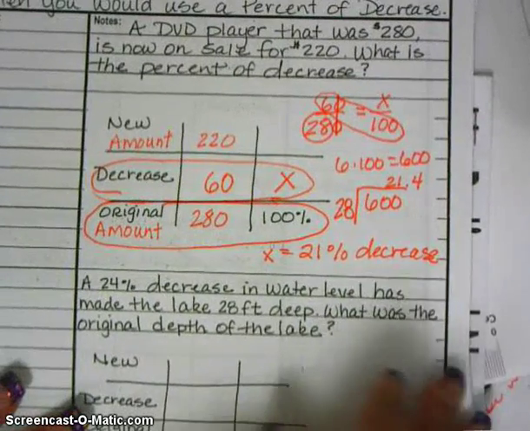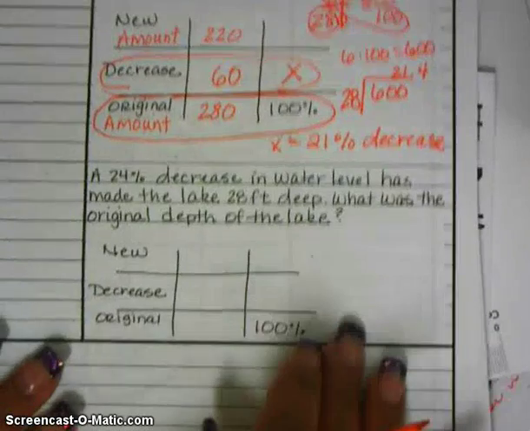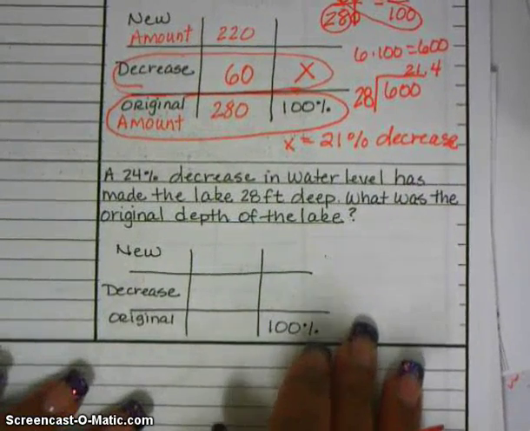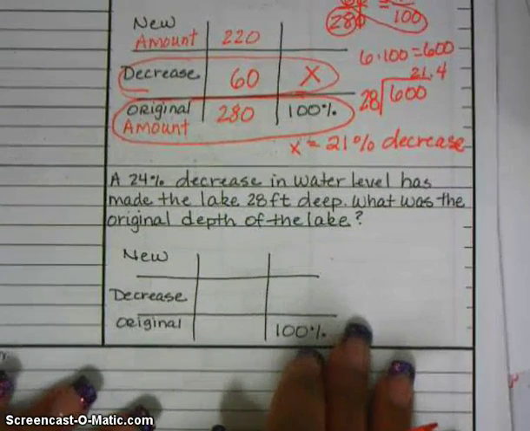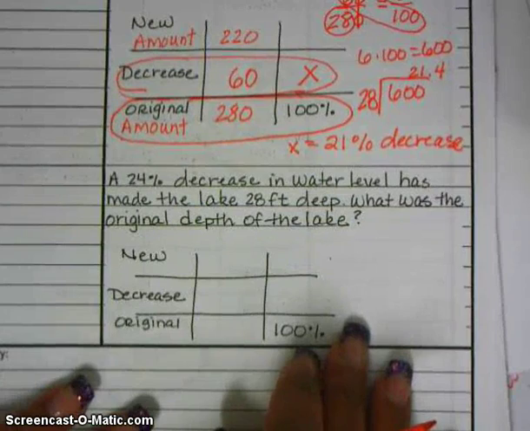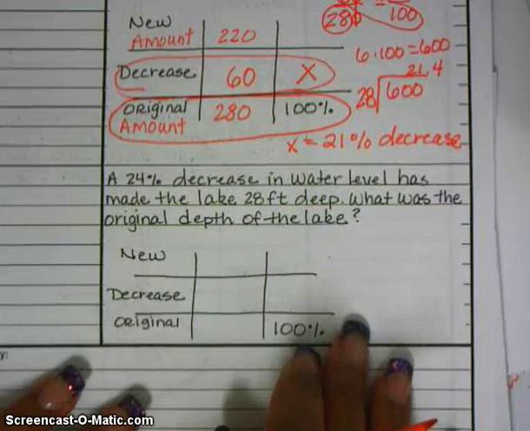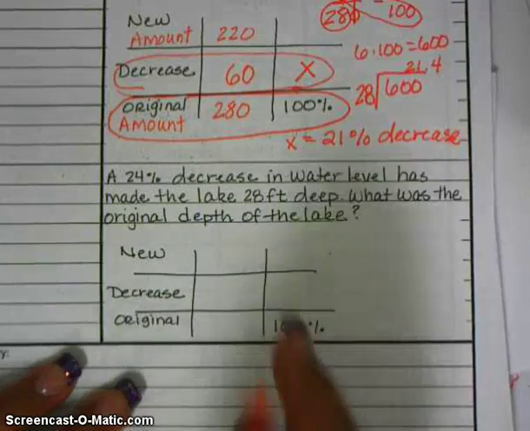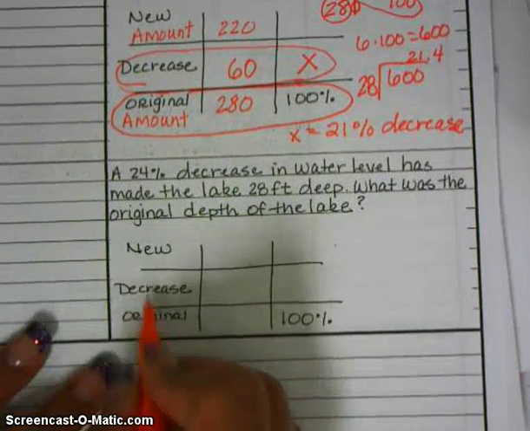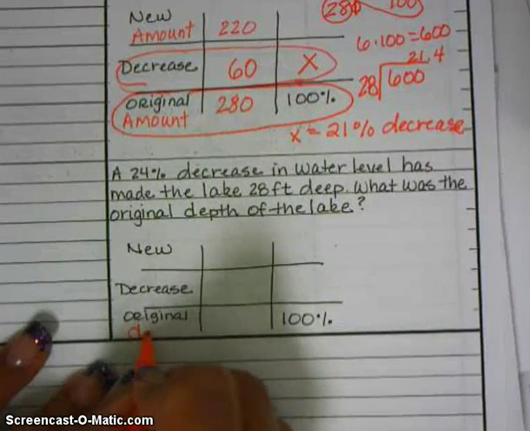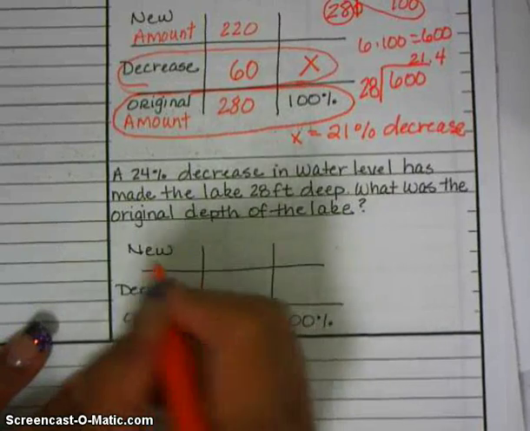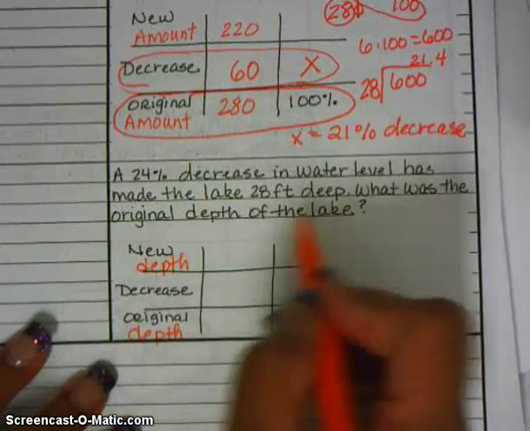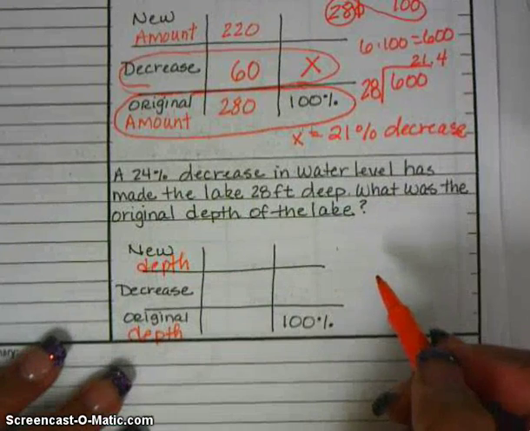Okay, so now let's look at our next example. Remember, you can pause the video and catch up and then just restart it when you're ready. Our next example states a 24% decrease in water level has made the lake 28 feet deep. What was the original depth of the lake? Okay, so my labels are going to be original depth and the new depth. And all I'm doing is taking the labels from the word problem.